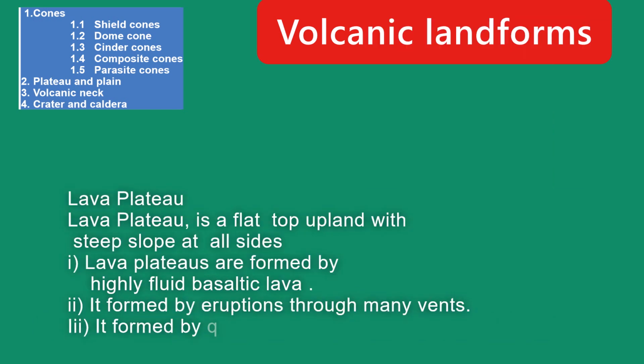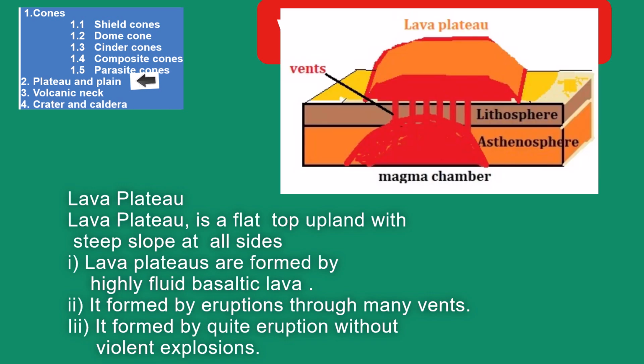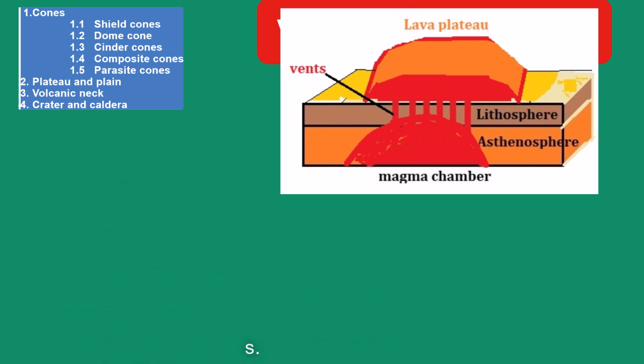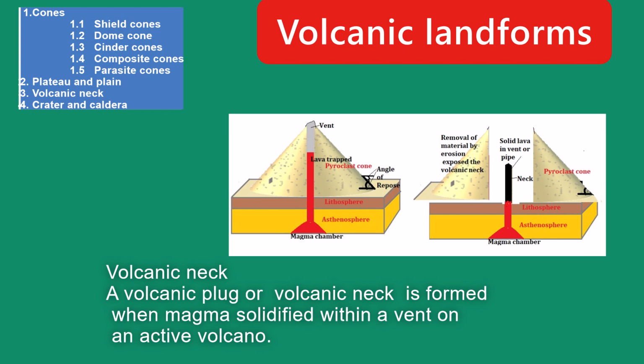Lava plateau. 1. Lava plateau is a flat-top upland with steep slope on all sides. Lava plateaus are formed by highly fluid basaltic lava. 2. It is formed by eruptions through many vents. 3. It is formed by quiet eruption without violent explosions. Volcanic neck. A volcanic plug or volcanic neck is formed when magma solidifies within a vent on an active volcano.